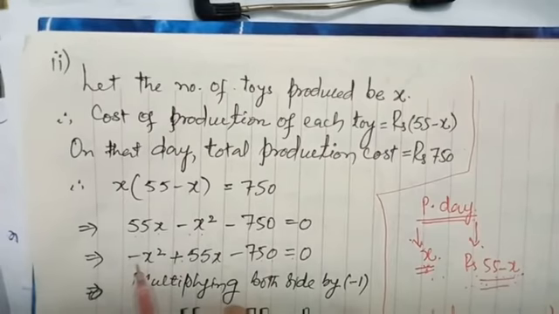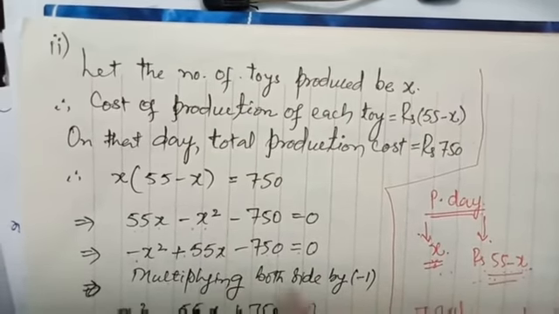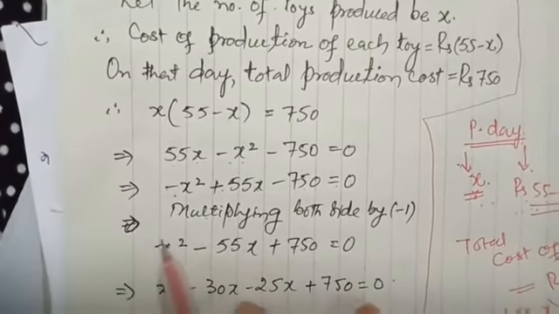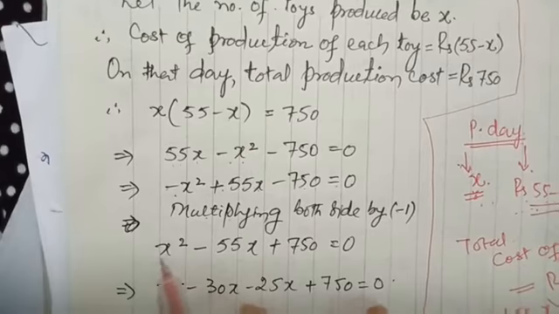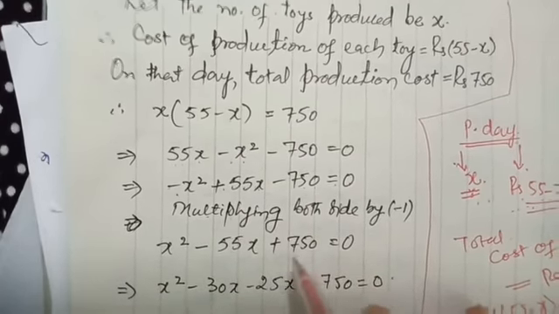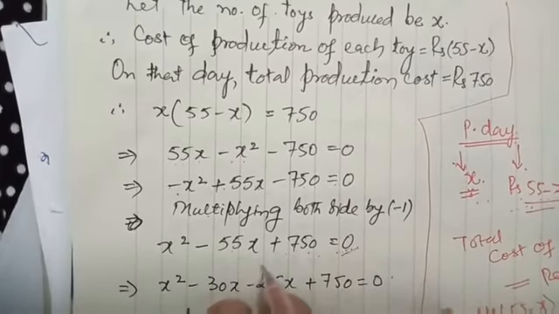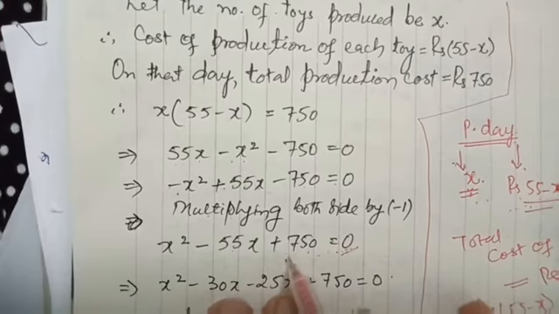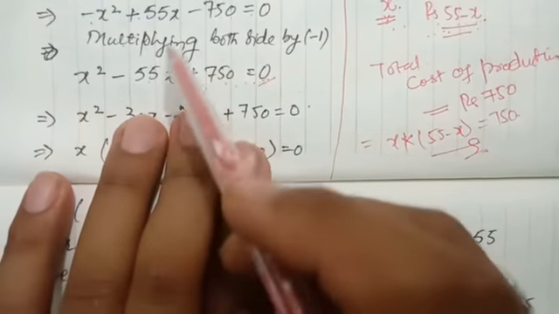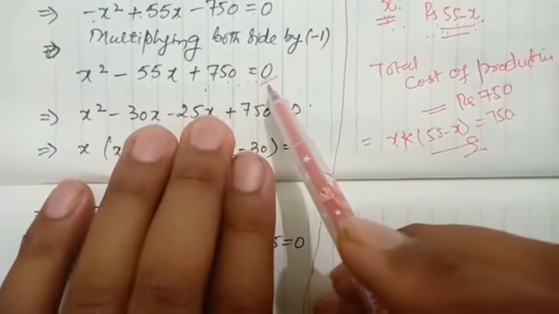Since this is negative, we will make it positive by multiplying both sides by minus 1. We are multiplying the given equation by minus 1, so that this will become positive x square, this will become minus 55x, this will become plus 750 is equal to 0. This is the required quadratic equation. Now we will solve this equation in order to find the number of toys produced on that day. Look at this quadratic equation, x square minus 55x plus 750 is equal to 0.